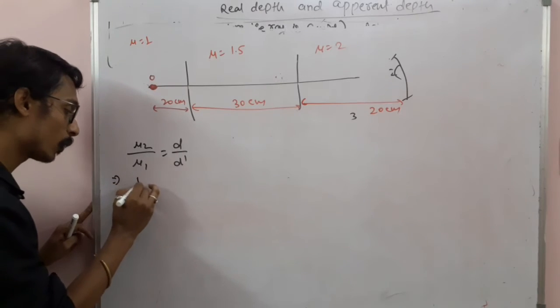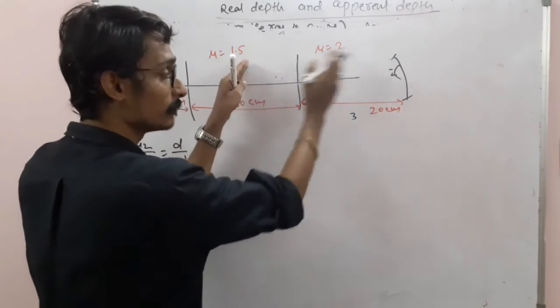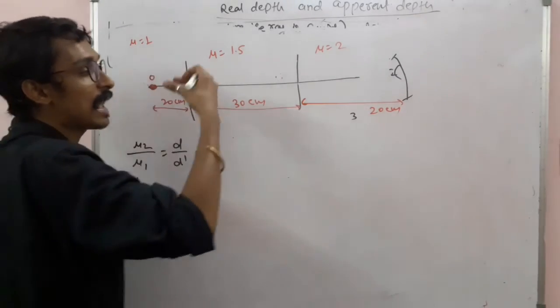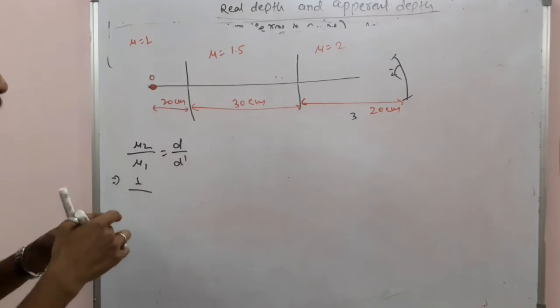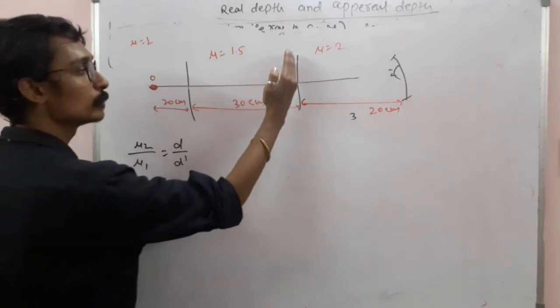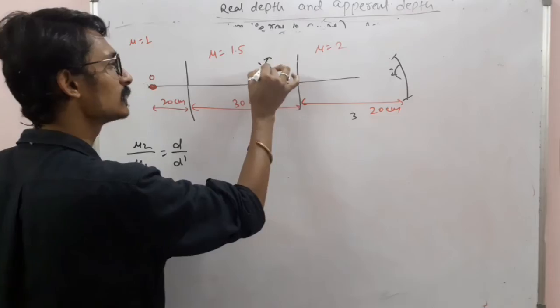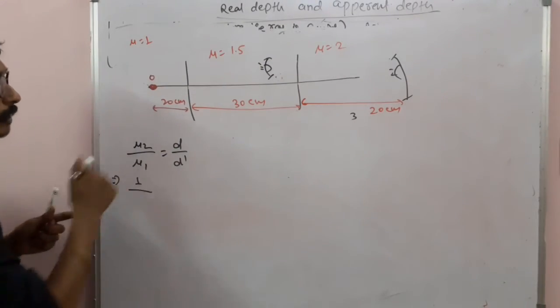That goes for 1, divided by mu1. What is mu1? As we are seeing here from this medium, see what I said to you: the image formed by the first surface will act as the object for the second one. So first we are trying to find the image position for the first surface, not for the second one. So basically we are in this medium, observer is somewhere in this medium. This is the surface. So what will mu1 become?